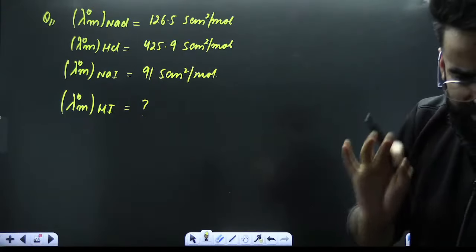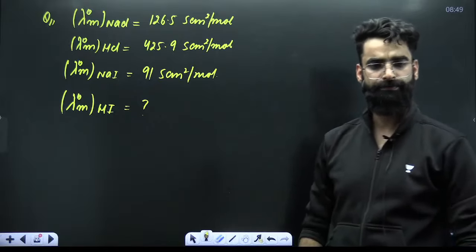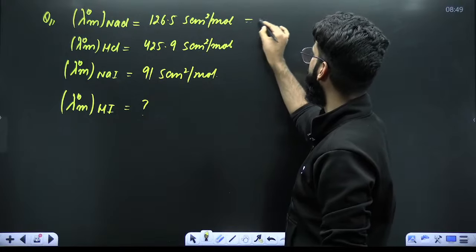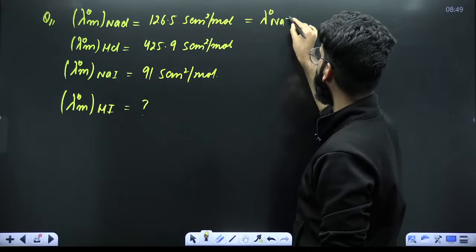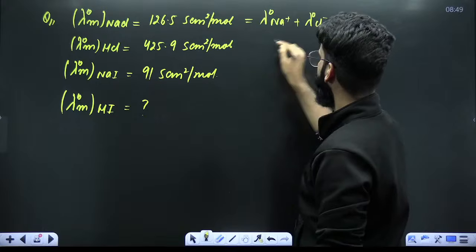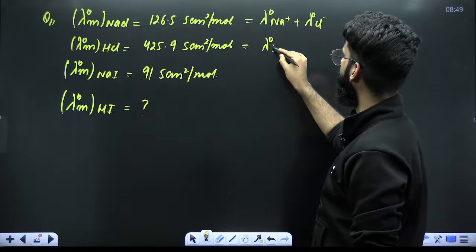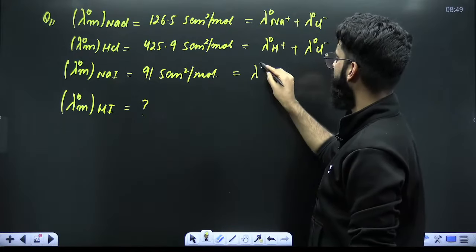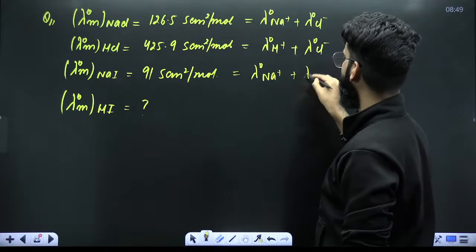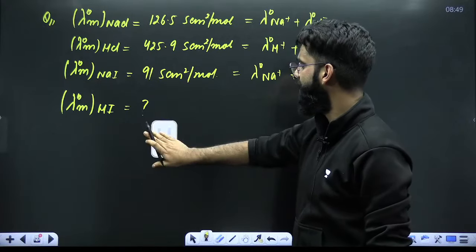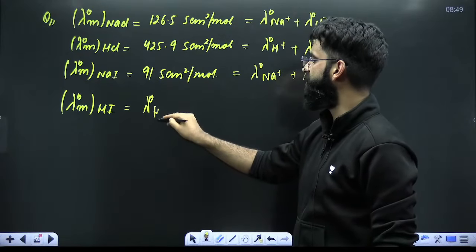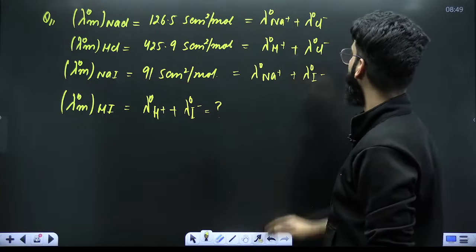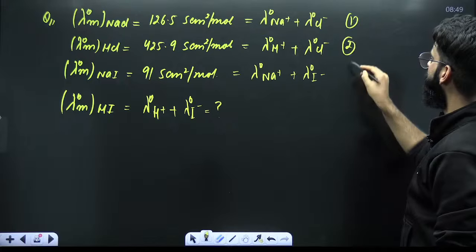My dear students, same thing you have to do. First of all, lambda naught m of NaCl can be written like this: lambda naught m of Na positive plus lambda naught m of Cl negative. This term I'll write as lambda naught m of H positive plus lambda naught m of Cl negative. This one as lambda naught m of Na positive plus lambda naught m of I negative. And this as lambda naught m of H positive plus lambda naught m of I negative, which is to be calculated. Let's call these equation 1, 2, and 3.